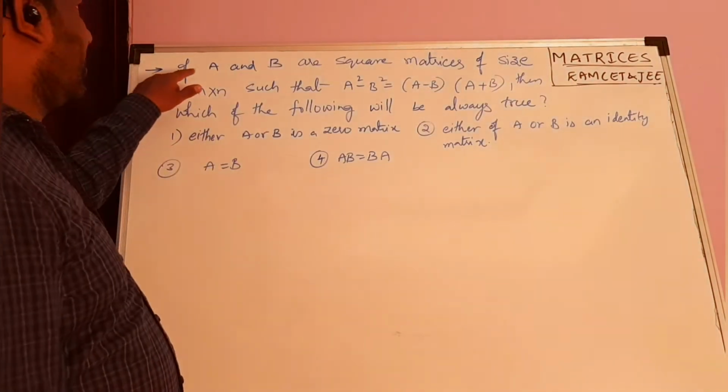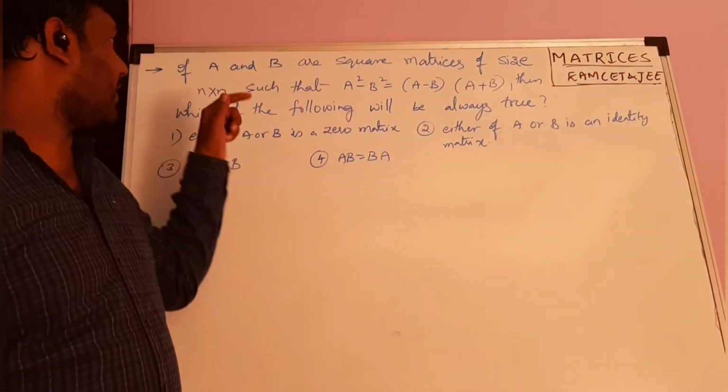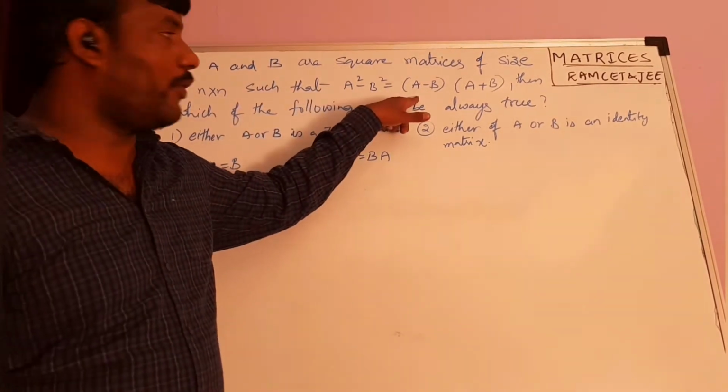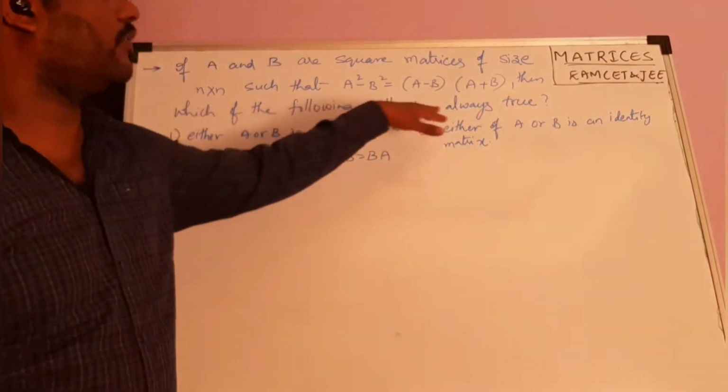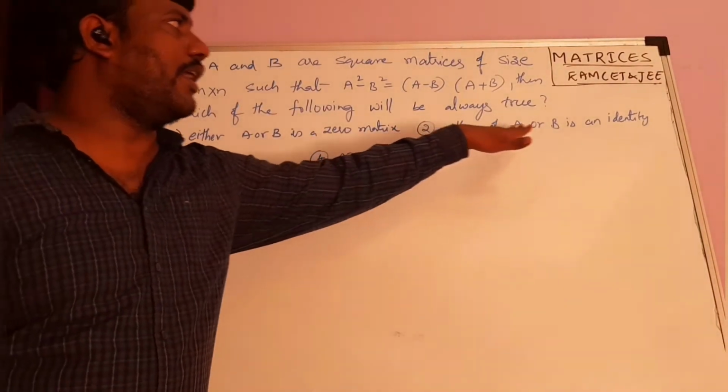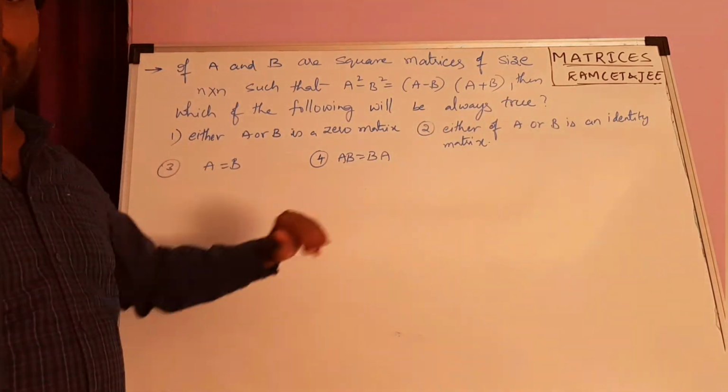The next question. If A and B are square matrices of size n by n, so the same order, and A square minus B square is given as the equation (A minus B) into (A plus B), then which of the following will always be true? Either A or B is a zero matrix, either A or B is an identity matrix, A equal to B, or AB equal to BA.